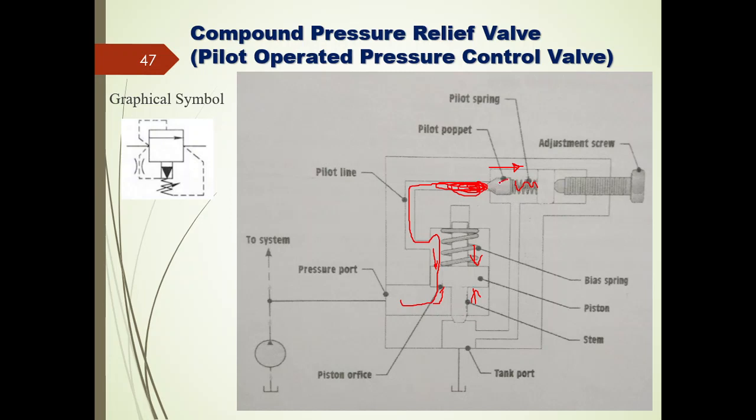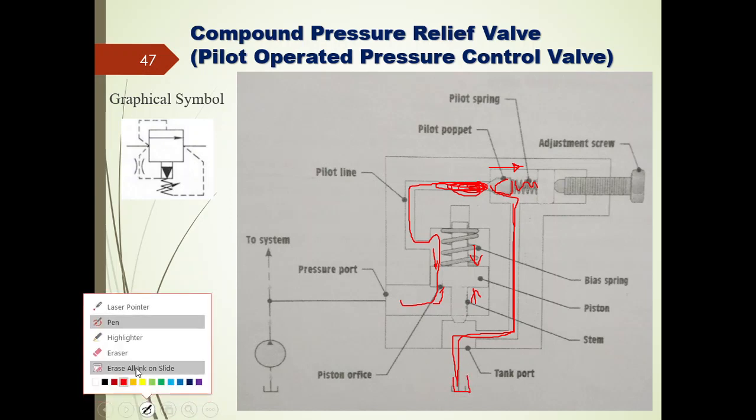That is, the poppet will come out of the seat, and I will have the space in order to move the hydraulic fluid from this pilot line to the tank. This is called the bypass line, right? From the bypass line, the fluid will be moving to the tank, right?